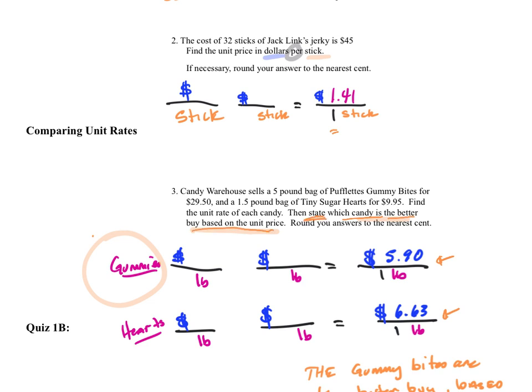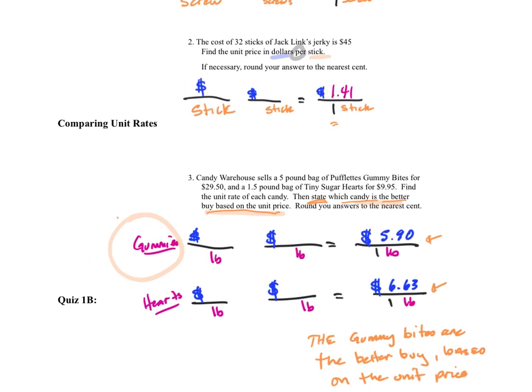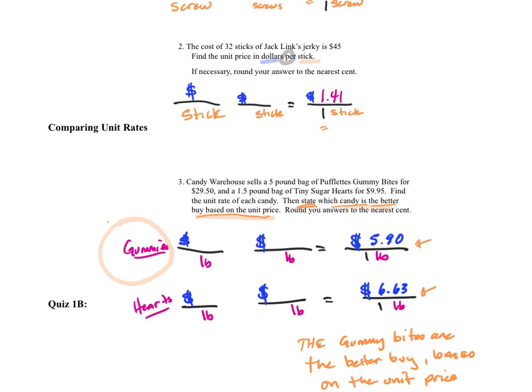So once it says state, you got to write your word out. You got to tell me what you just found, right? And it's because they're the better buy. Notice it's saying based on the unit price, because you may not even like gummies, but you like hearts. It might be a Valentine's activity, and so you need the hearts more. So that might not even matter how much it costs, but that's for a later discussion. Okay. All right. So let's move on to the next problem.